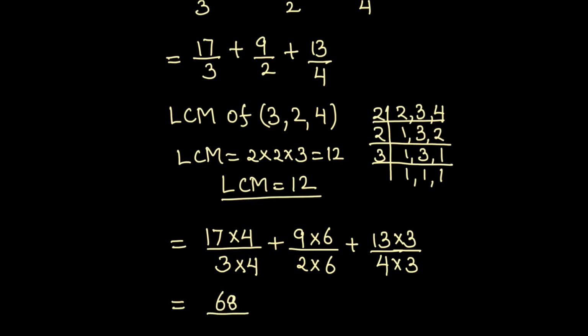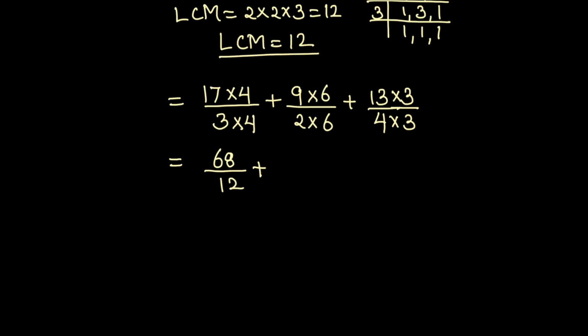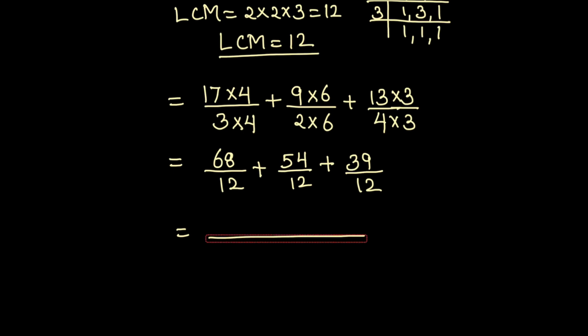17 times 4 is 68. 68 upon 12 plus 9 times 6 is 54. 54 upon 12 plus 13 times 3 is 39. 39 upon 12. Now we have the denominators of all the fractions equal to 12. We can add the numerators directly with a single denominator. So denominator will be 12 and the numerators will be 68 plus 54 plus 39. So let's add the three numbers, 68 plus 54 plus 39.